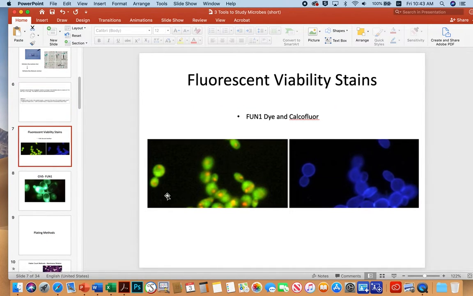One of the other versions of viability stains are fluorescent viability stains using Fun1 dye and Calcofluor. So Calcofluor is not a viability stain. It's actually just a general yeast stain that we often use, and you can see why it's so useful. It gives you these nice halos around the yeast cells that allow you to quantify them or take beautiful pictures like this. Whereas Fun1 dye actually penetrates the yeast and will give you a distinction between live and dead yeasts through the formation of these little things called CIVs. And so these CIVs are these orange particles that form inside vacuoles, inside live cells.